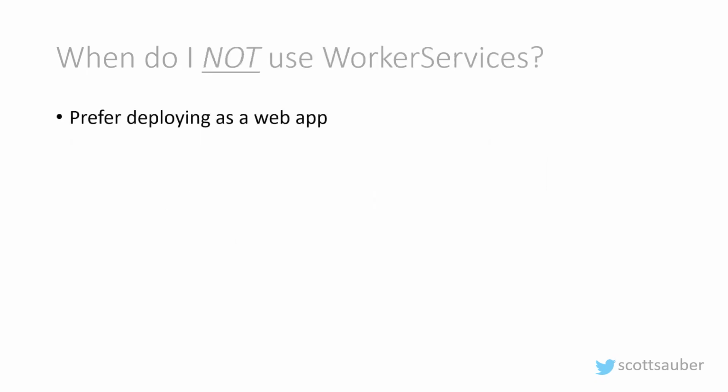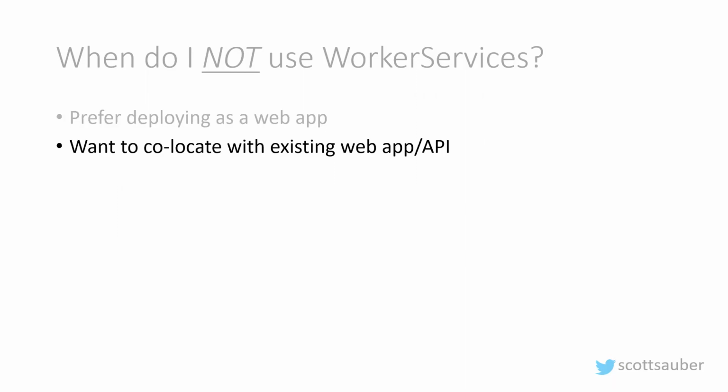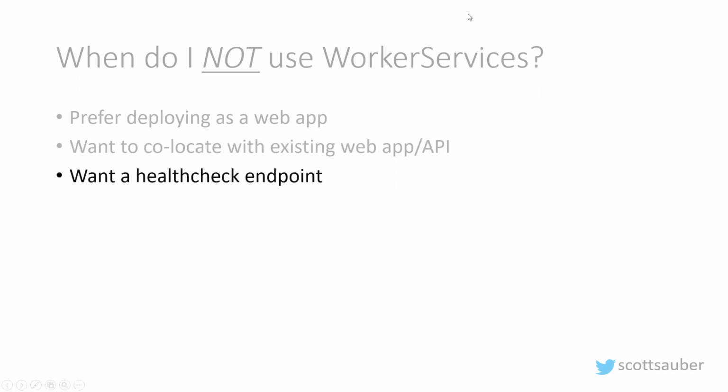When should you not use worker services? If you have a team that's used to deploying web applications and you're not used to running console apps ad hoc, on schedulers, or in Windows services, you prefer web apps, that would be a reason to prefer a background service over a worker service. As well as if you just have really simple needs. I've done this plenty of times where I've had pretty simple needs, so I just put a background service as part of an existing API and everything's perfectly fine. If it's not worth the extra headache of managing another deployment, that would be an example of why you'd want to use a background service instead of a worker service.